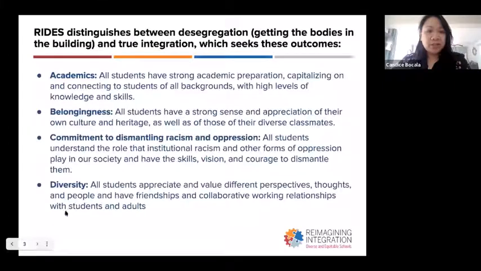By true integration, we really distinguish between the act of just getting diverse students in the building, which we call desegregation, and really expanding upon and building upon their experience so that they have access to what we call the ABCDs. The A stands for rigorous academic preparation, the B stands for belongingness, the C is a commitment to dismantling racism and oppression, and the D is an appreciation of diversity. And so we work to create schools where students all have access to these four elements. And in that case, we consider them to be truly integrated.